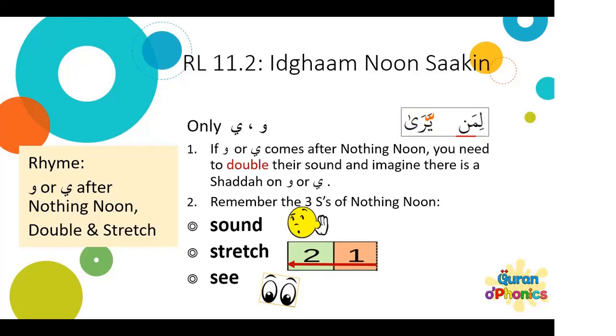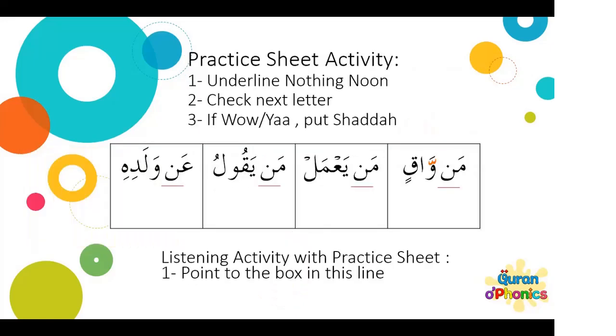And whenever they're reading and they miss this rule, the teacher can start it off, "wow or ya after nothing noon," and the child should remember, oh, double and stretch. So double means shadda and stretch the sound. Through practice sheet activities, you can help them learn this rule properly. Underline nothing noon if you find it. Check the next letter. If it's wow or ya, put a shadda.